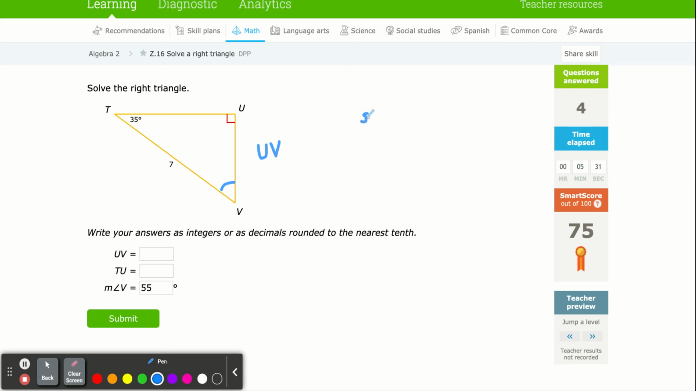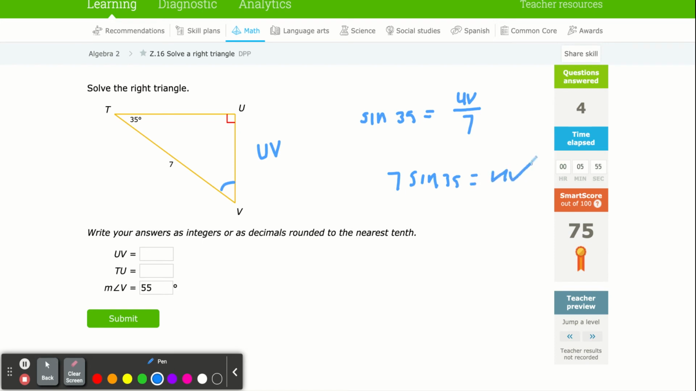I'm going to do that by taking the sine of 35, and that's going to equal the ratio of the length of UV divided by the hypotenuse, 7. So I'm just going to take my calculator and take 7 times the sine of 35. And that will give me my length UV.